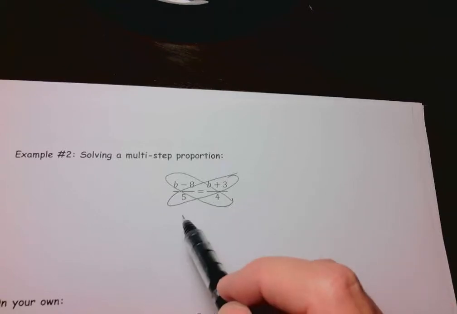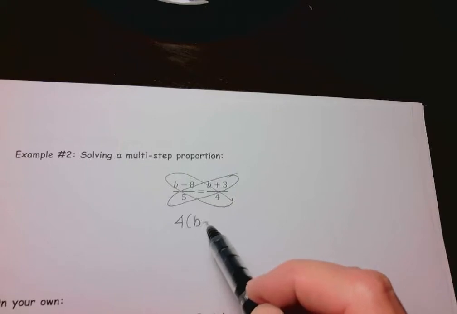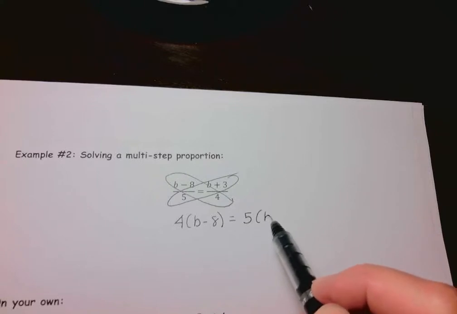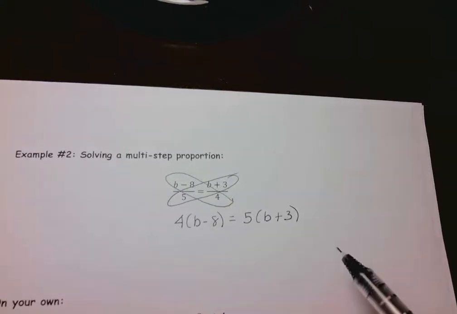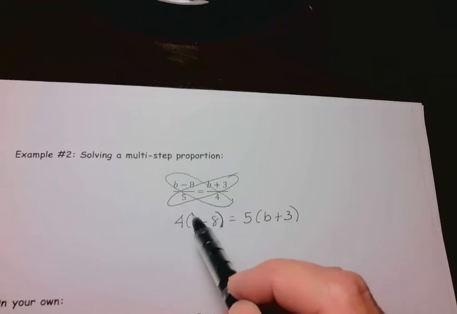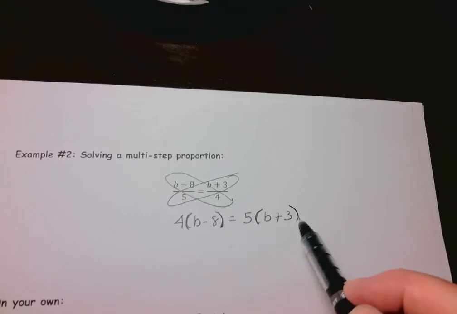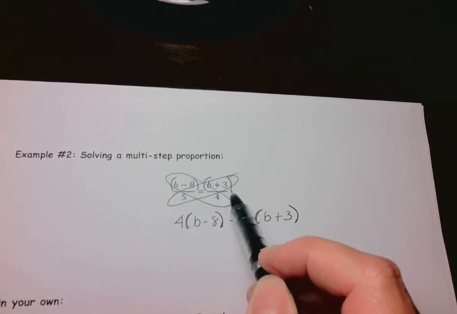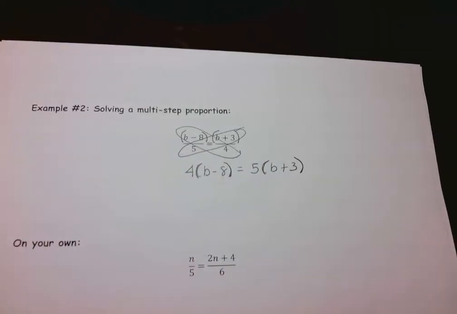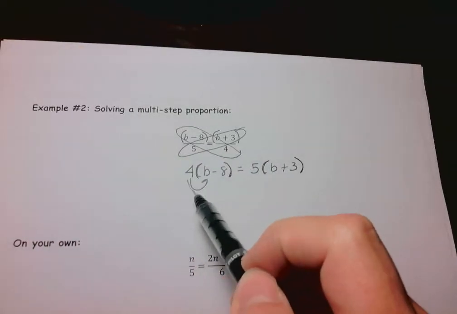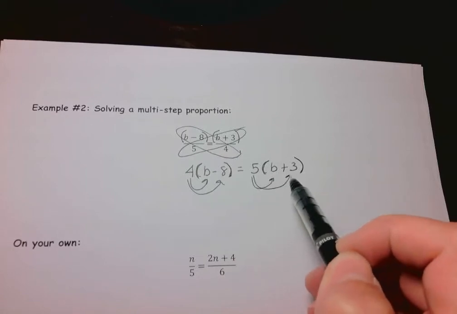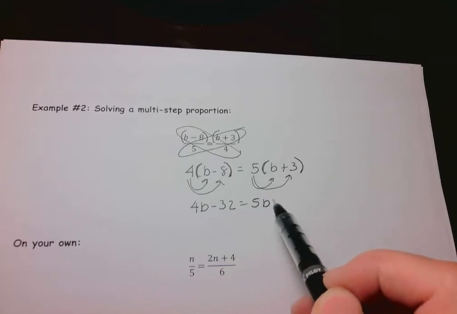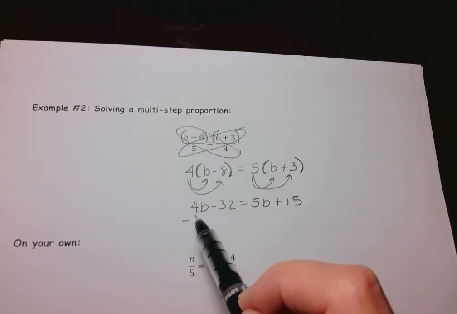So I can say 4 times b minus 8 is going to equal the same thing as 5 times b plus 3. And make sure you put these in parentheses. That's super important because you're saying 4 times all of b minus 8, 5 times all of b plus 3. That's super important. And now I'm doing the same math I've been doing. I want to use the distributive property to say 4b minus 32 is equal to 5b plus 15. And the math is exactly what we've been doing.